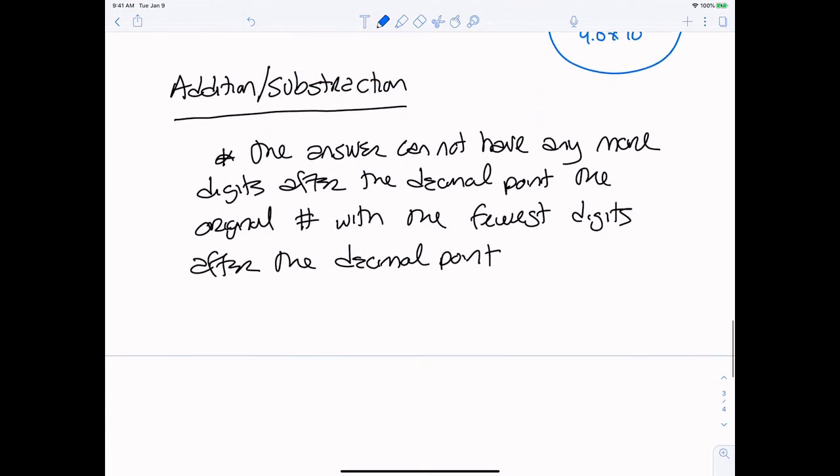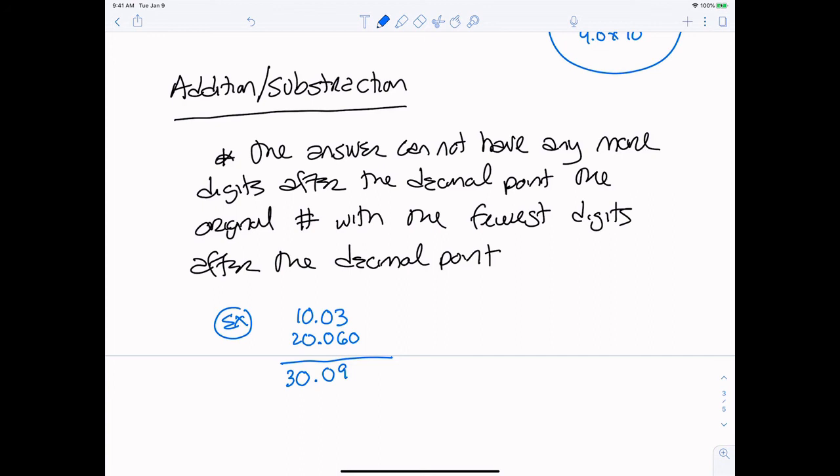So for example, if I was to take 10.03 and then add 20.060 to it. When I do this, my first number has 2 digits after the decimal point. My second number has 3 digits after the decimal point. So I want to write this with 2 digits after the decimal point.